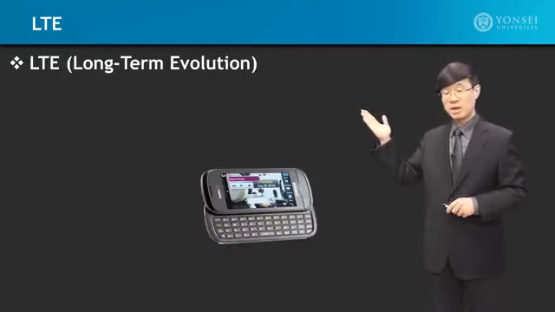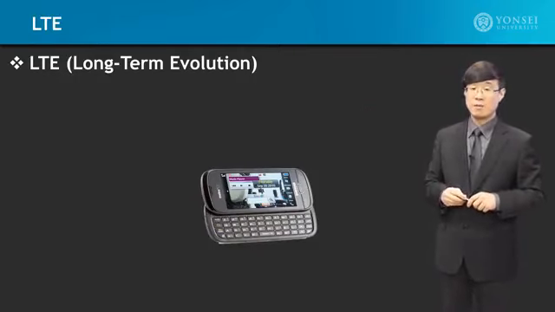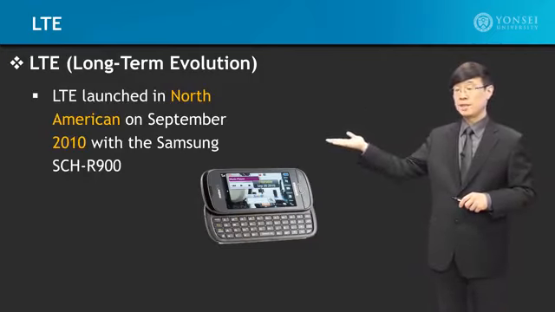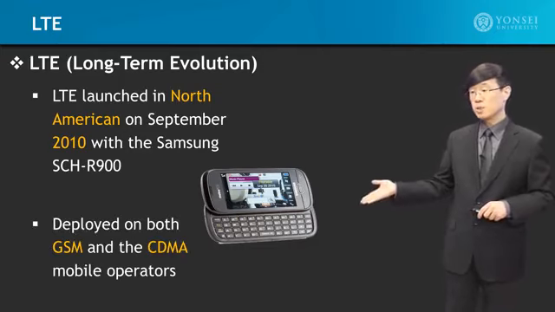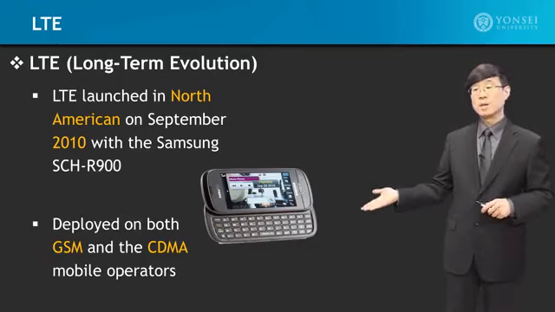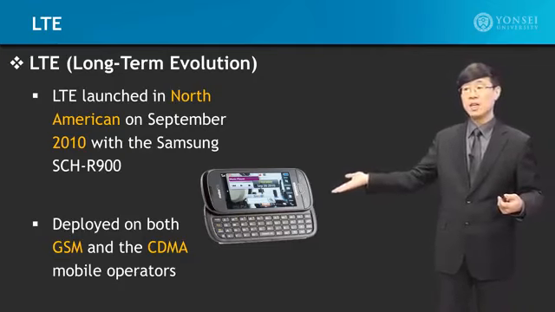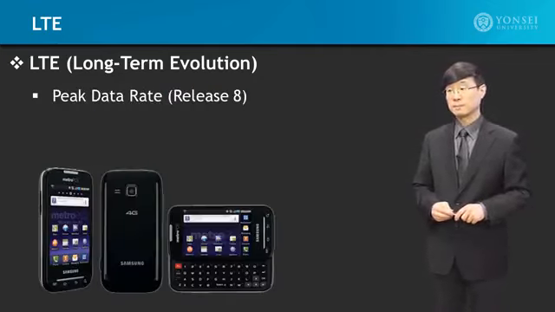Long-term evolution is our next topic. And a lot of devices that are available now are based on this technology. This was launched in North America in 2010 with the Samsung SCH R900. This was deployed on both GSM and CDMA mobile operators. So therefore, it has backward compatibility with 3G and 2G devices and networks.